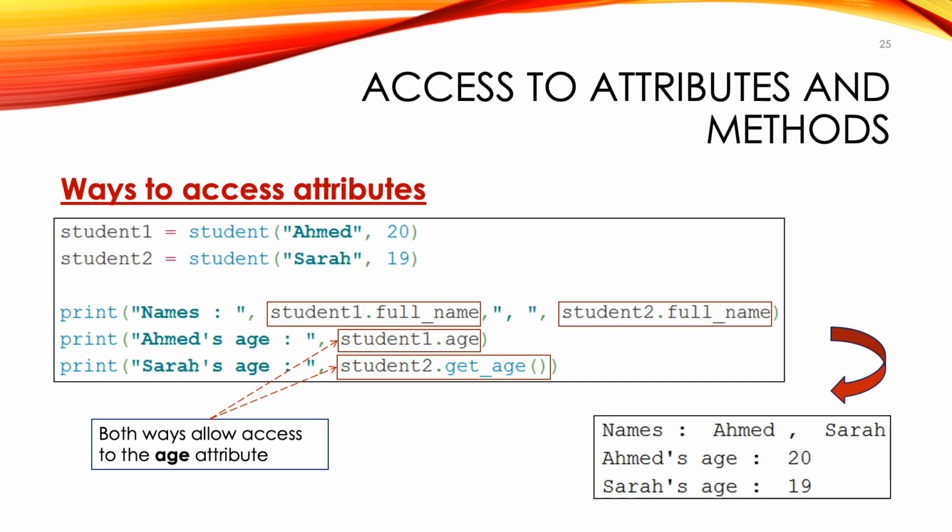Now, similarly, in the third print, we are printing the age, but not using the age attribute, using the function, the method getAge. So we'll put the object name, which is student2 in this case, dot getAge. Notice that getAge has no parameters because the way we defined getAge in the class student, it does not have any parameters.